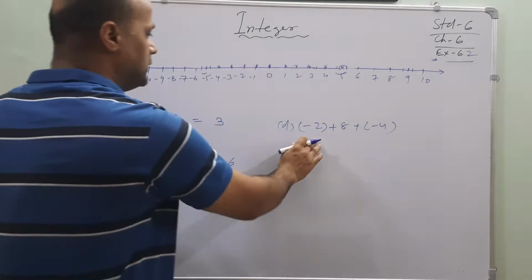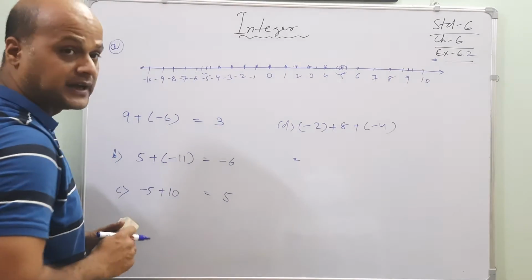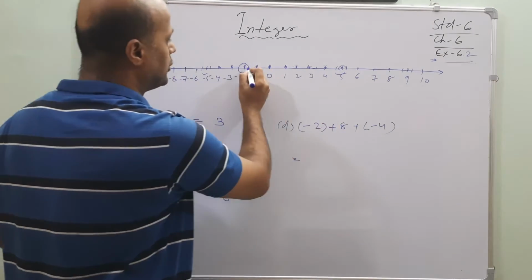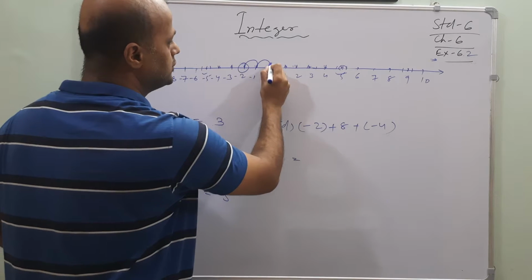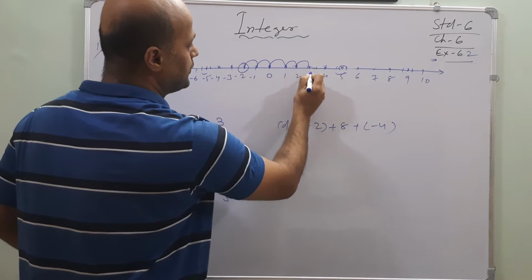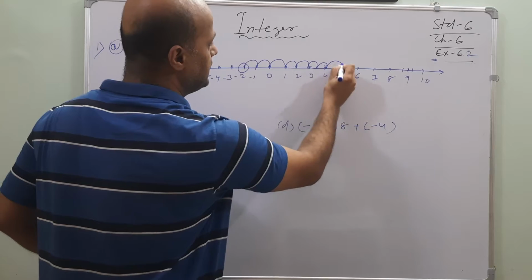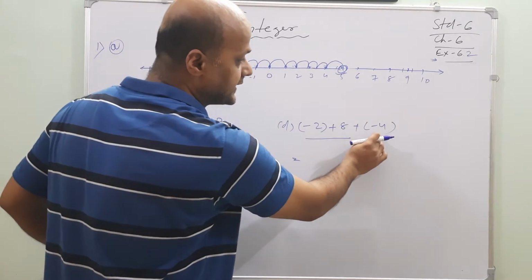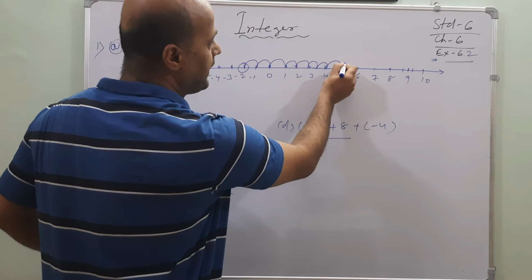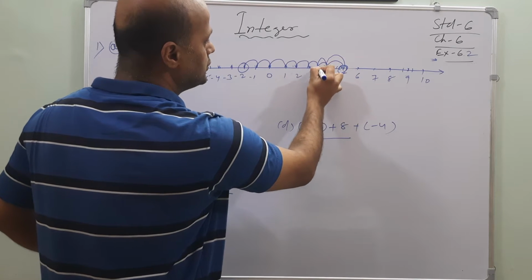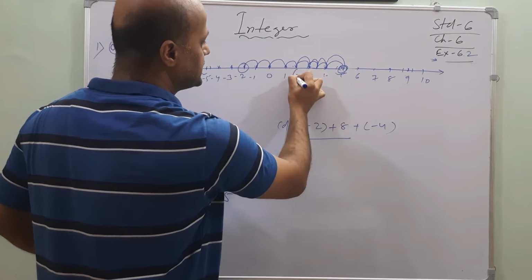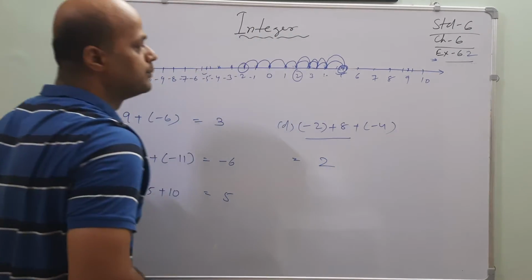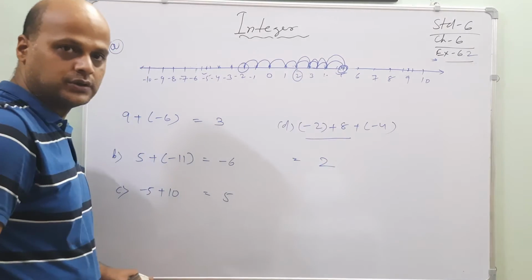Understood? Okay. Minus 2. First locate where the minus 2 is there. Here it is. Plus 8. Go for it. 1, 2, 3, 4, 5, 6, 7, 8. The number 6 comes after adding these. But again it's saying minus 4. Again come back. 1, 2, 3, 4. Which number came here? Yes. 2 or plus 2 or minus 2? Plus 2. The answer is 2.